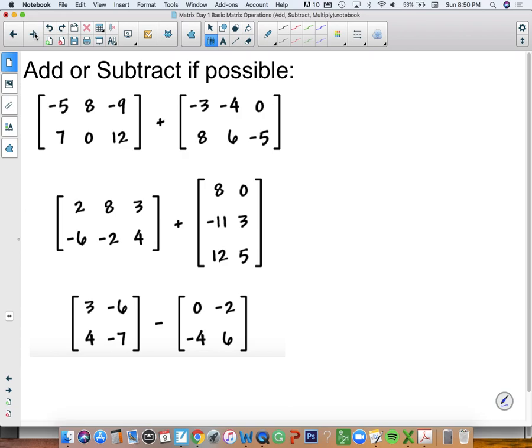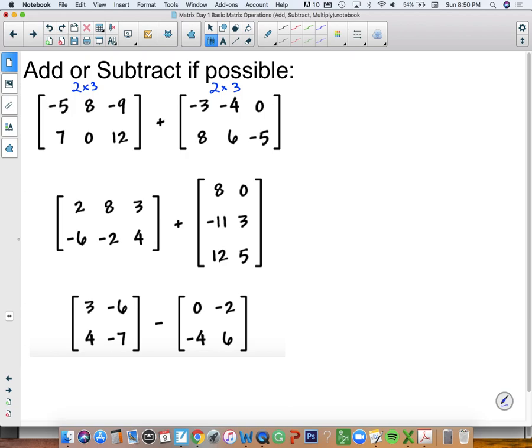Okay, on the first one, remember on all of these really, the first thing I said, in order to add and subtract matrices, you have to have the same size. So you need to look at the size of each of the matrices. First one is a 2 by 3. Second one is a 2 by 3. We're good there.